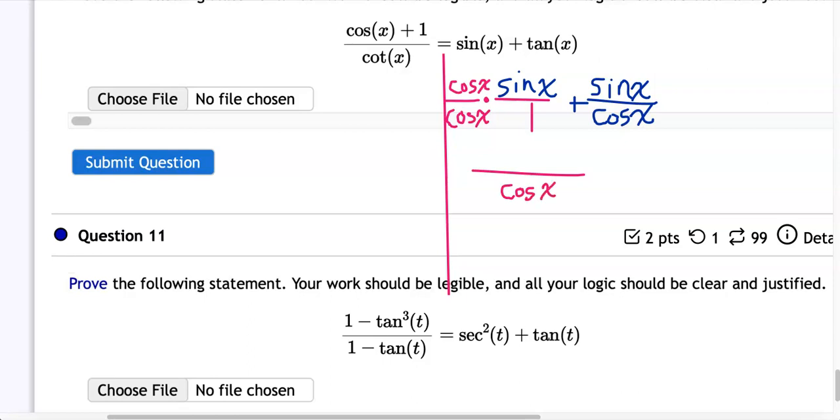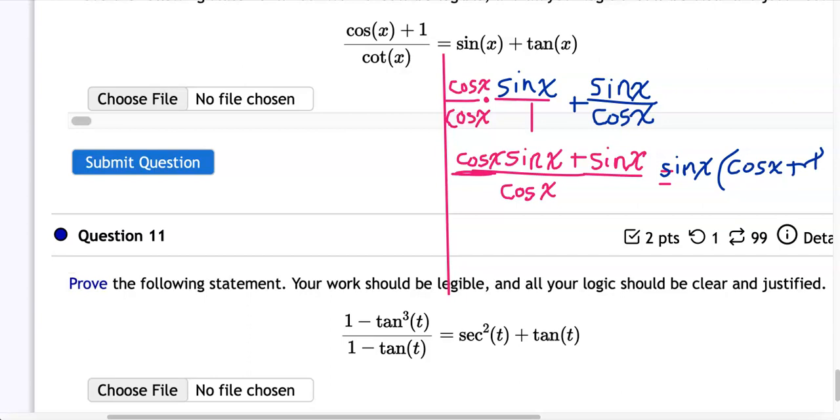And for my numerator, I have a cosine x, sine x, and notice that has a GCF where I can factor out that sine x. And so when I factor out that sine x there, I'm going to end up with a sine x cosine x plus 1. And then of course I still have that denominator there of cosine.